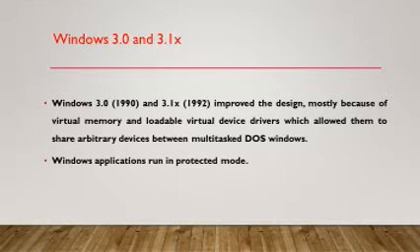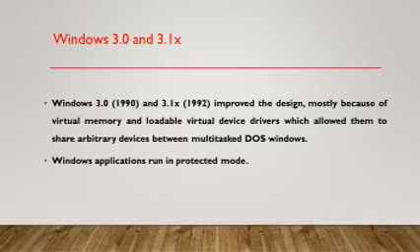So these are the first early forms of this Windows. Then we have Windows 95, 98 and as well as the ME version. So Windows 3.0, which was released in 1990, and Windows 3.1, which was released in 1992, basically improved the design mostly because of virtual memory and loadable virtual device drivers, which allowed them to share arbitrary devices between the multitask DOS windows.